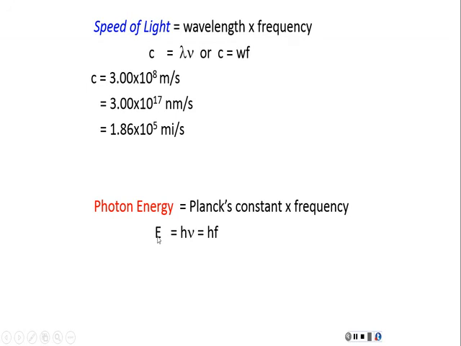E, representing the energy of a photon, is going to equal Planck's constant, which is represented by a small h, times the frequency. So you can say h nu or hf. And this is the value of Planck's constant, 6.63 times 10 to the negative 34th joules times seconds. So that's a constant that makes this equation work. If you're asked to find the photon energy, you need to have the frequency. So if you start off with the wavelength, then you find the frequency, and then you can use this equation.